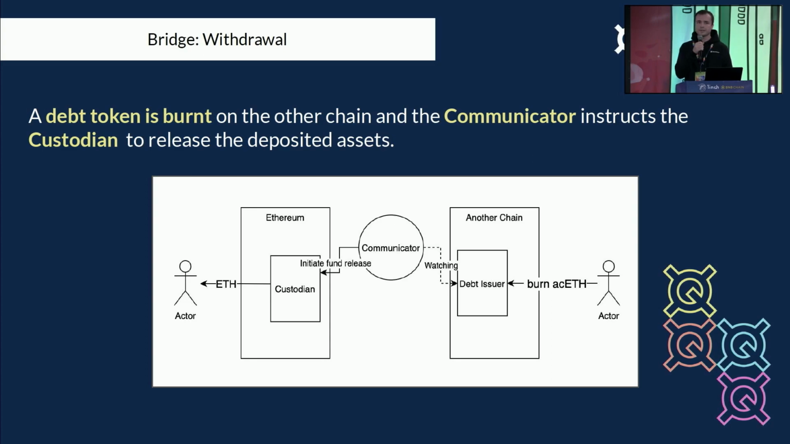Withdrawals happen in a similar way. The actor on the right-hand side expresses interest in burning some of the debt tokens, some version of ETH on that other chain. And that issuer sends a message to the custodian through the communicator so that the custodian can release the assets if the proper proofs are in place.